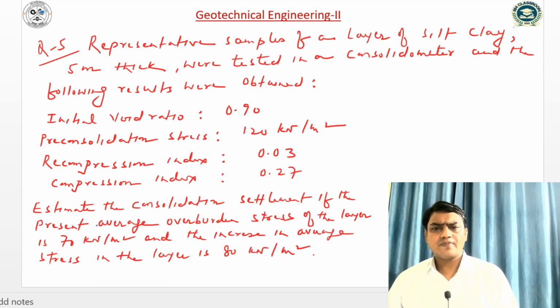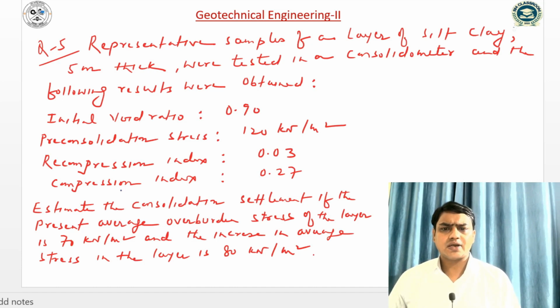Let us take another problem. A representative sample of a layer of silty clay 5 meter thick was tested in a consolidometer and the following results were obtained. The initial void ratio is 0.9, pre-consolidation stress is 120 kilonewton per meter square, recompression index is 0.03, compression index is 0.27. Estimate the consolidation settlement if the present overburden stress of the layer is 70 kilonewton per meter square and the increase in average stress in the layer is 80 kilonewton per meter square.